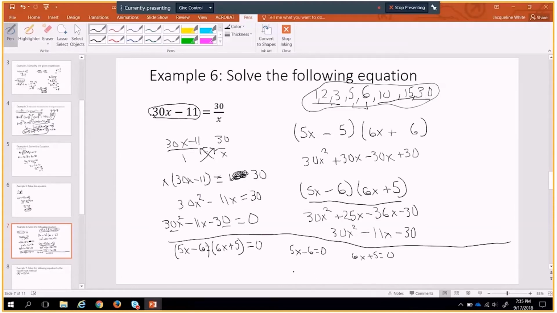So then we're going to have 5x is equal to 6. Divide by 5 on both sides. We're going to get x is equal to 6 over 5 for that one. Do the same for this guy. It's going to be 6x is equal to negative 5, because we subtract 5 on both sides. And then now we divide by 6 on both sides, and we're going to get negative 5 over 6 as our second x. All right, and these two are our final answers.